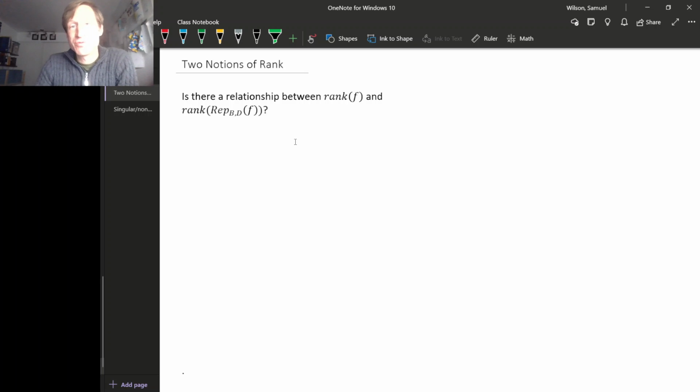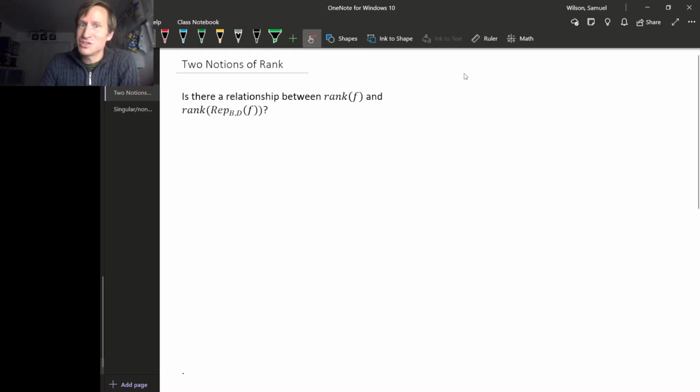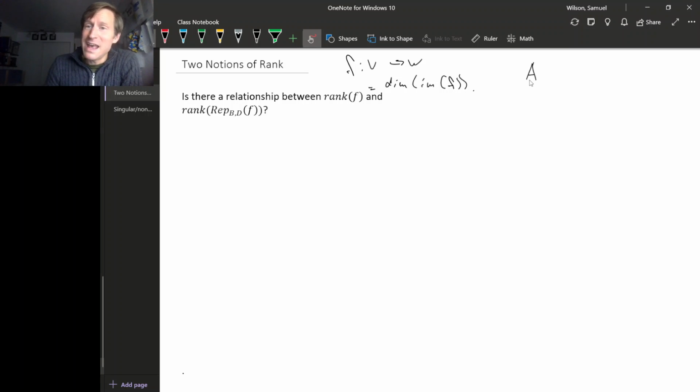Now we've painted ourselves into a little bit of a corner because we have two notions of rank. On the one hand, if we have a linear map from V to W, we've defined the rank of the linear map to be the dimension of the image of that map. On the other hand, if we have a matrix A, we've defined the rank of A to be the dimension of the row space of A. Or we've seen that this is always equal to the dimension of the column space of A.